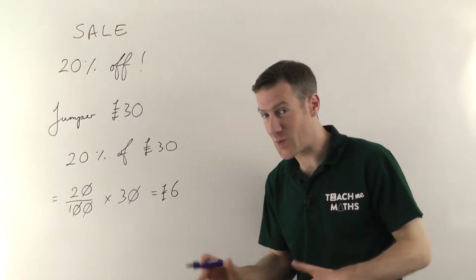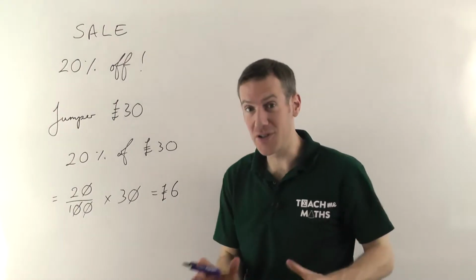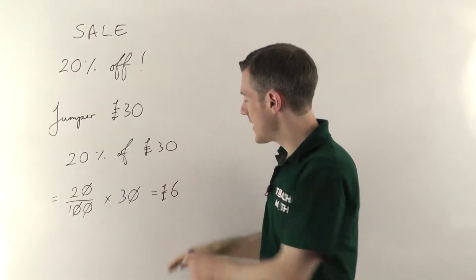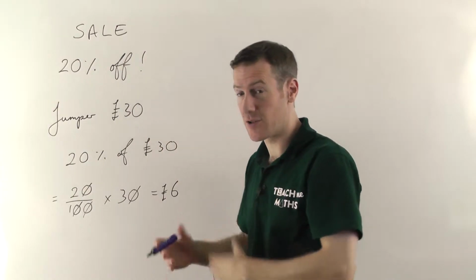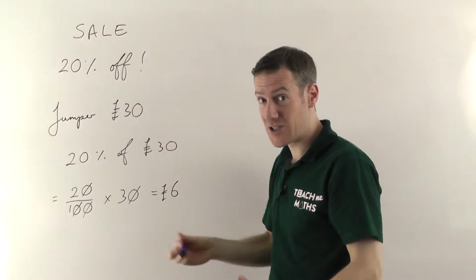Now, a lot of people at this point, when they're doing math tests, stop at this point. You must not do that. Whenever you're working out percentage increases or decreases, you've got to then take that amount and either add it on to the original price or subtract it off. So in this case, the jumper is being reduced by 20%. It's going to be cheaper.